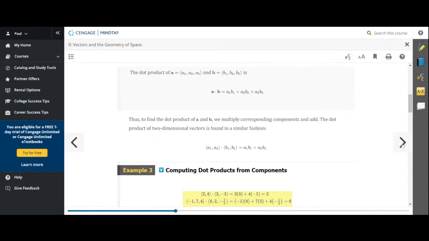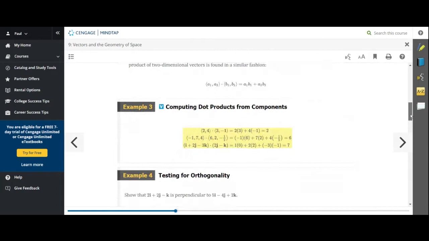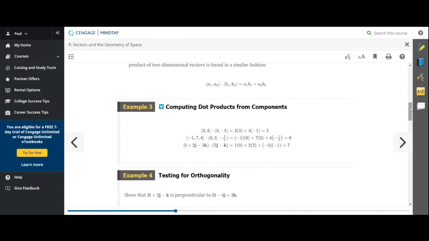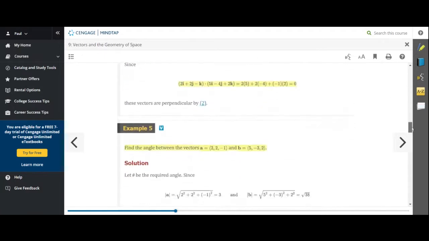And they have some nice examples in the book where they compute dot products based on components. I think it's pretty straightforward. I don't think you're going to have a problem.